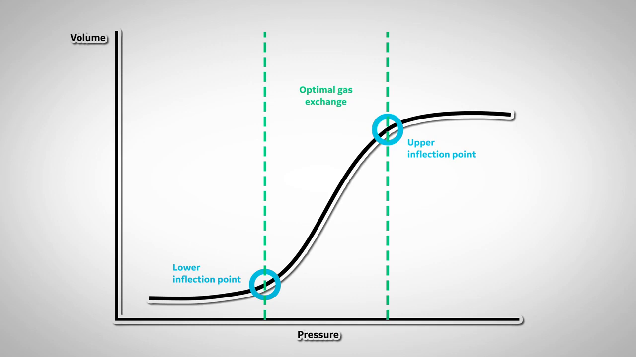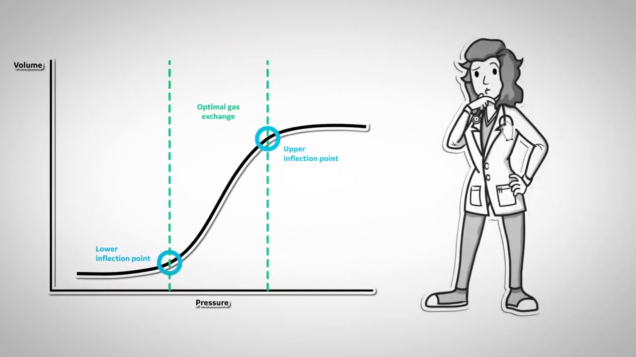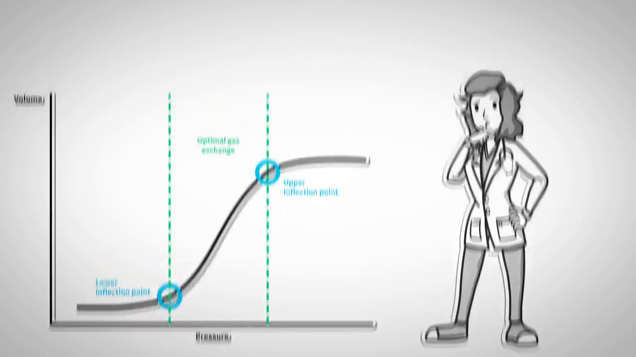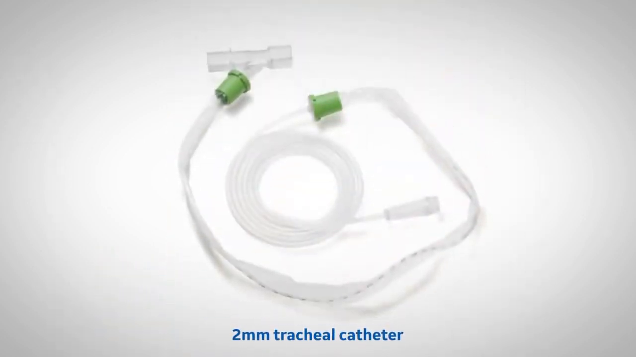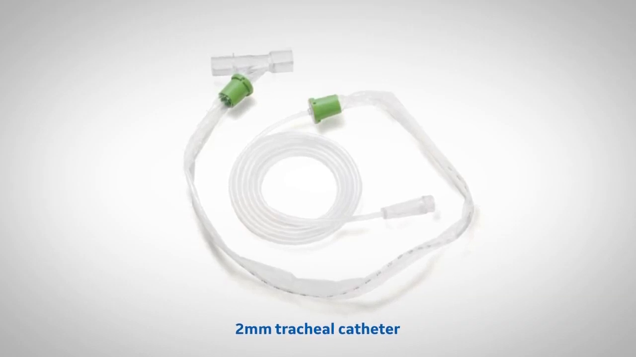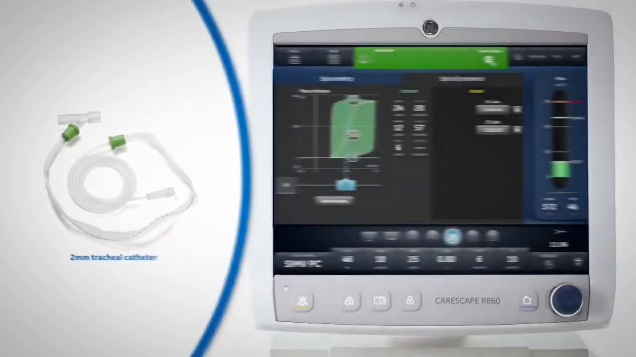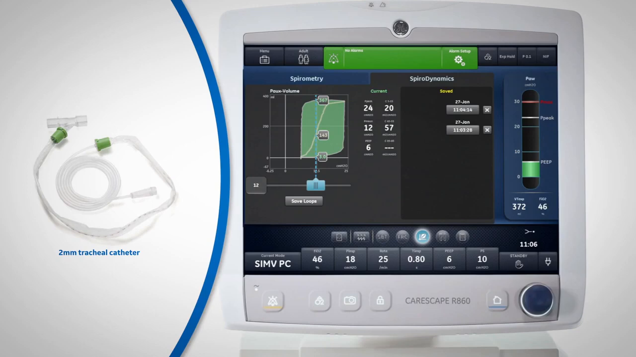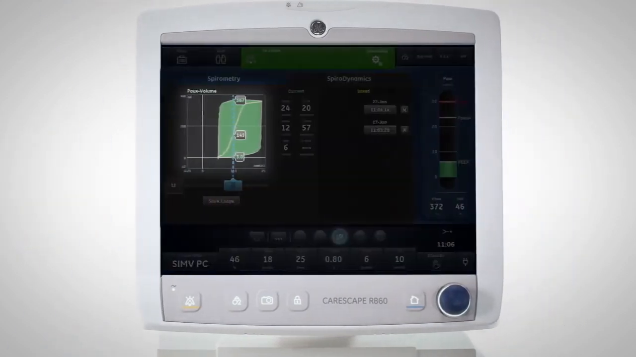the alveolar level. Sometimes it can be difficult to visualize the upper and lower inflection points using the pressure volume loop. The CARESCAPE R860 offers measurements on tracheal pressures and intrinsic PEEP via a small 2mm tracheal catheter and the use of the Spirodynamics Clinical Decision Support Tool. The curve represented using the Spirodynamics tool allows for easier visualization of the upper and lower inflection points.